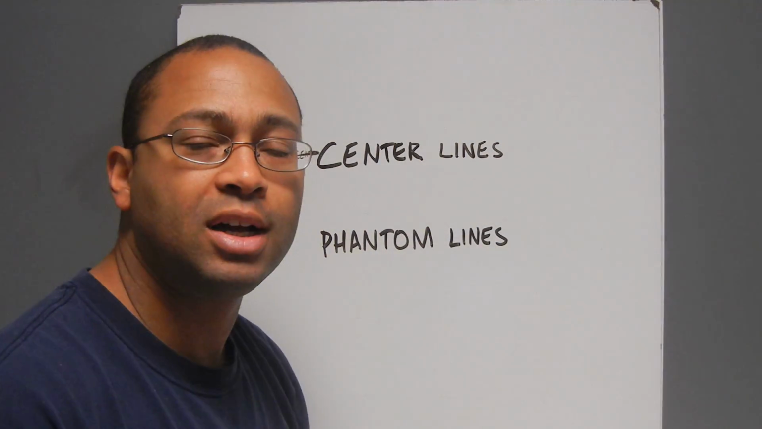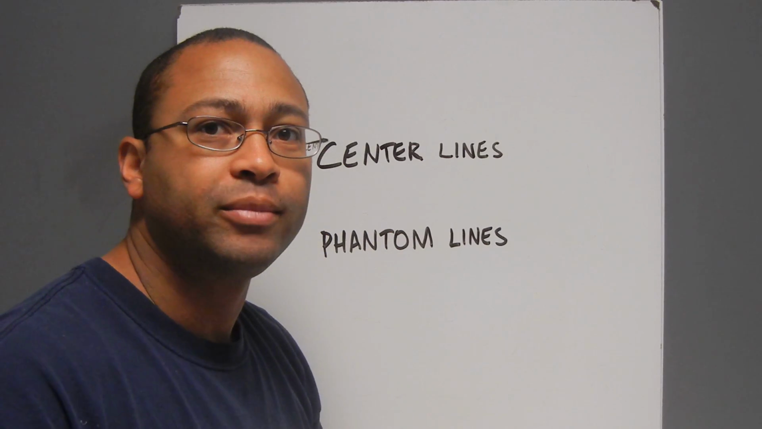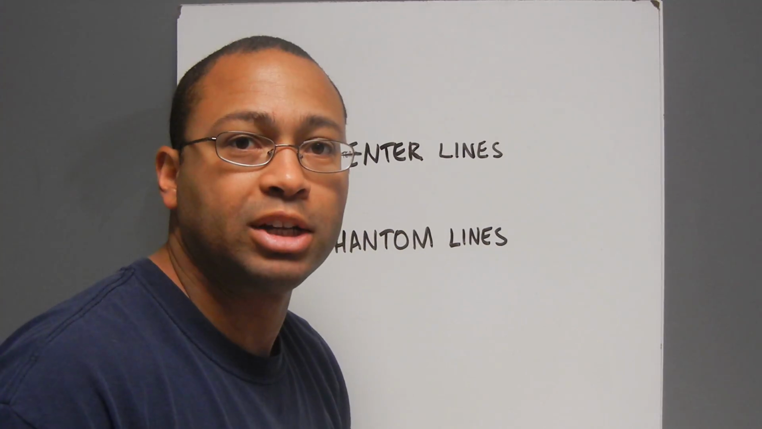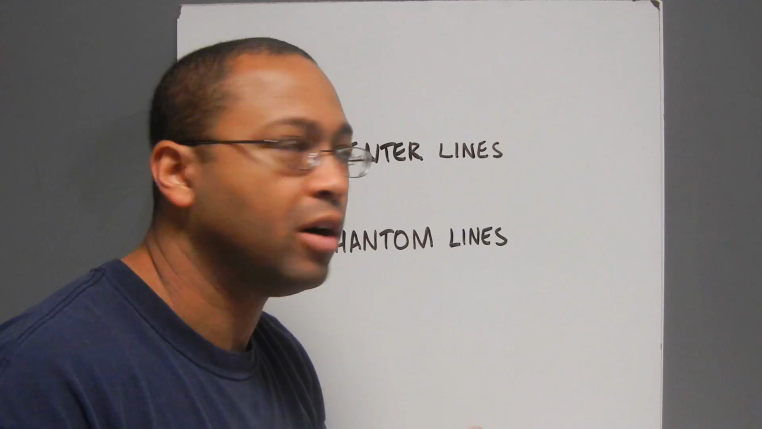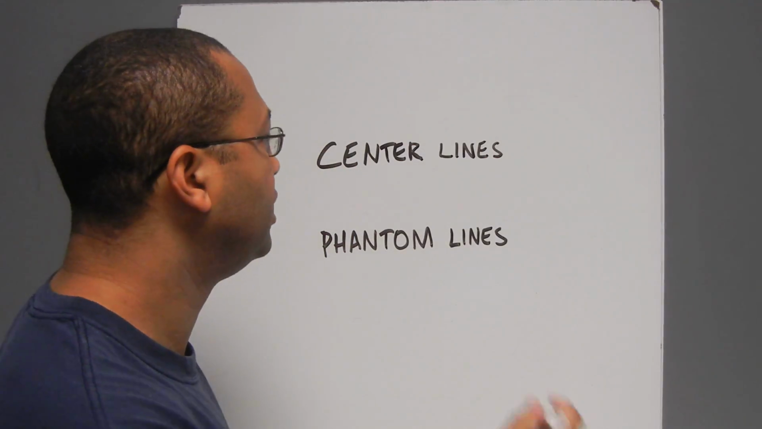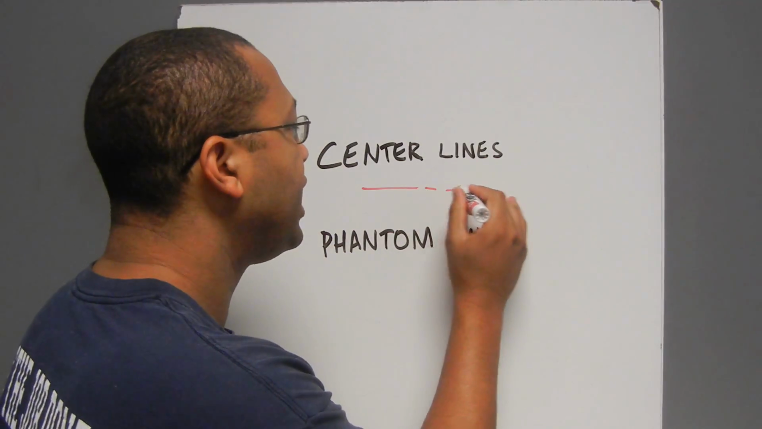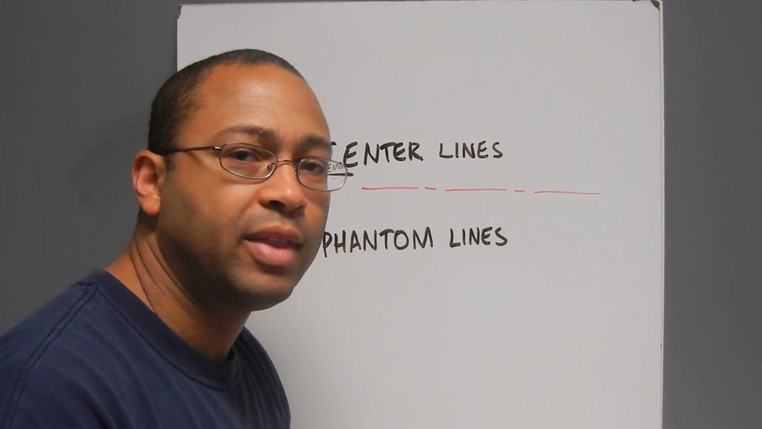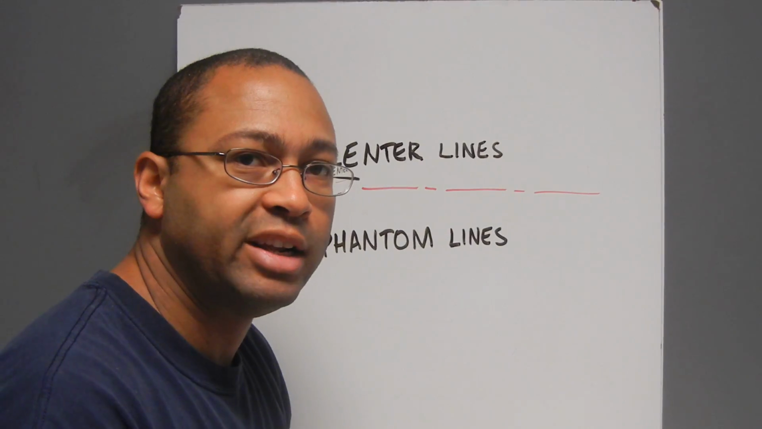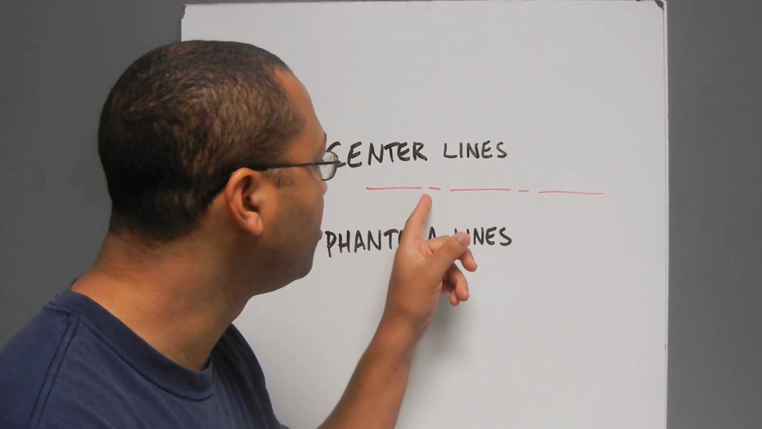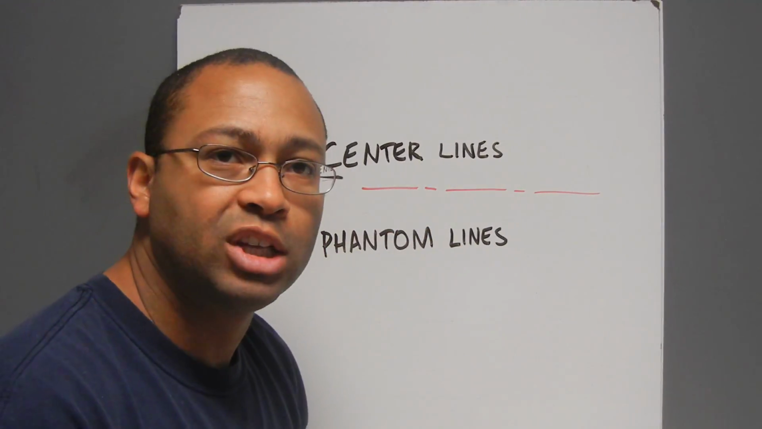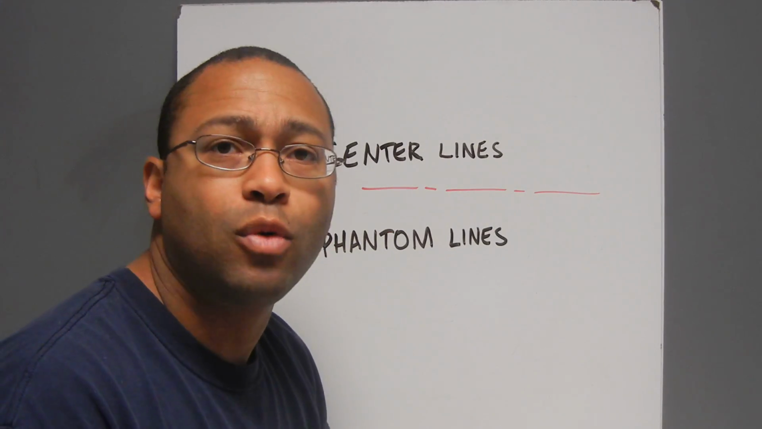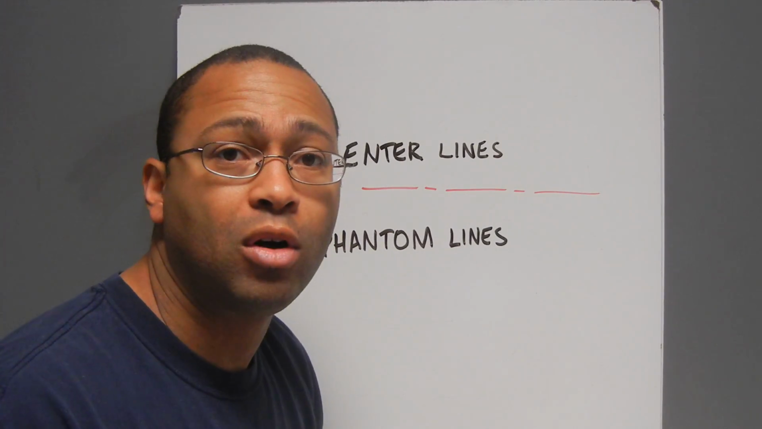Center lines indicate symmetry, something like a circle. They're alternating long and short dashes, like that. That short dash is just like the hidden line. It's 1/8 of an inch long with a 1/16 space in between. That long dash can be anywhere from 3/4 of an inch to 1.5 inches long.